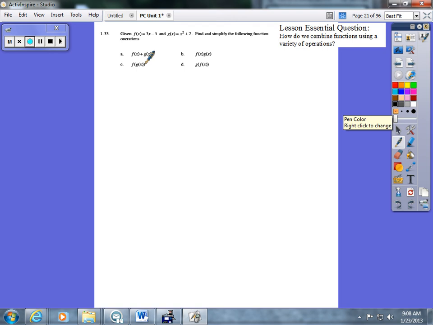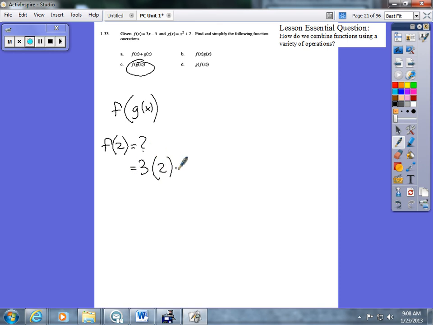Part C, this is function composition. Now I have f of g of x. Before I begin this, I want to ask you another question. If I ask you what is f of 2, what would you do? Okay, well, I hope you would plug 2 into the equation everywhere there's an x. So I take my equation for f of x, and I'm going to plug a 2 in place of the x. So 3 times 2 is 6, 6 minus 5 is 1, and I would get an answer.